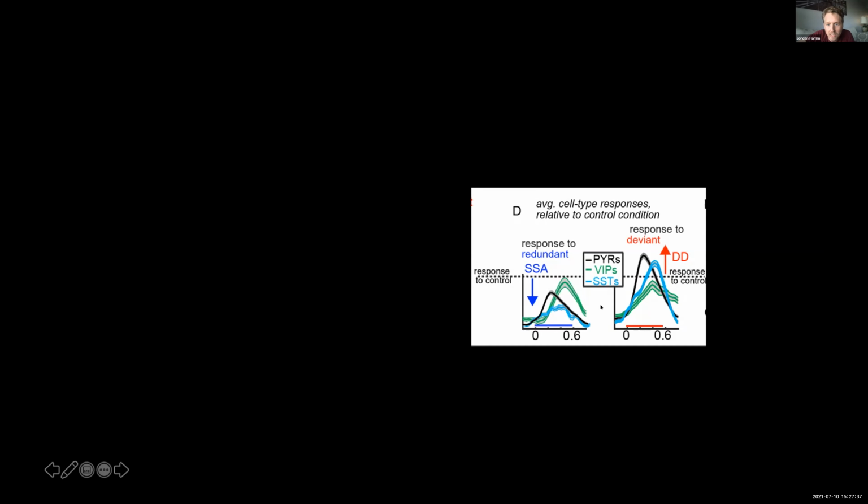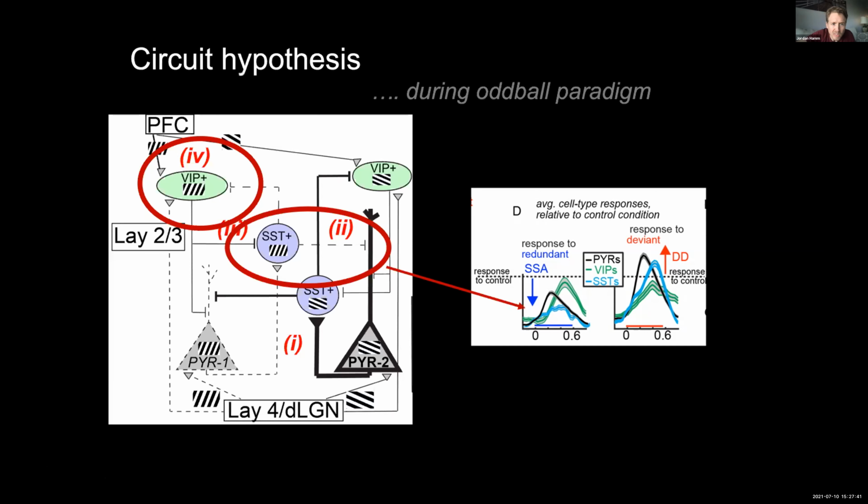Whereas the VIPs didn't really show large modulation in either sense. And this fits with the model, miraculously, although the model I did come up with after the data, so I'm not gonna BS there.